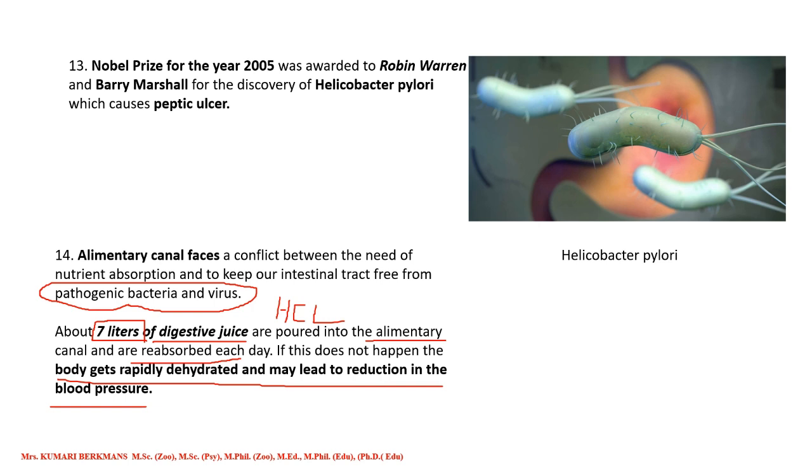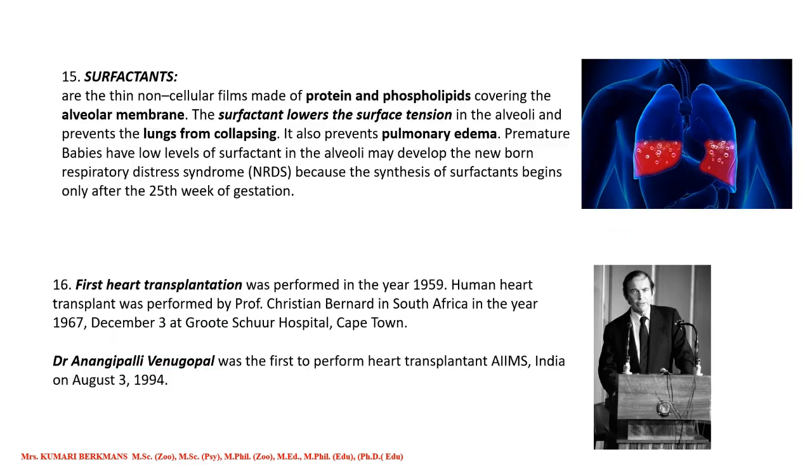So how many liters of digestive juice are secreted in our alimentary canal? 7 liters. And what is that? HCl, hydrochloric acid, is secreted inside the alimentary canal, which kills the pathogenic bacteria as well as the virus. And Helicobacter pylori is the main cause of peptic ulcer. It was discovered by whom? Robert Warren and Barry Marshall, and they got the Nobel Prize in the year 2005.